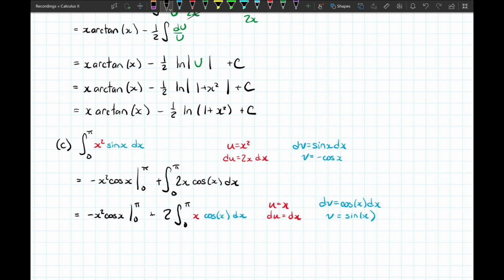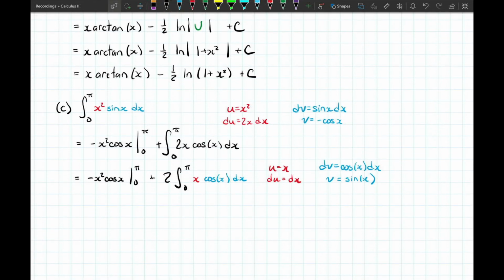Okay, well, at this point in time, you can see that because I had an x squared, I'm going to need integration by parts twice. So just imagine if I had started off with x cubed. This process would probably need to happen 3 times.